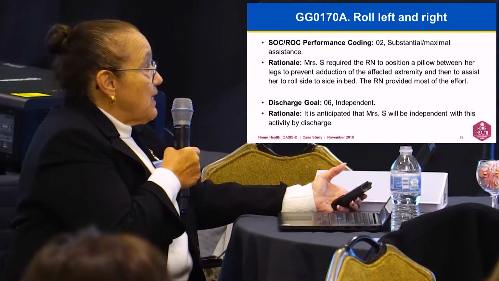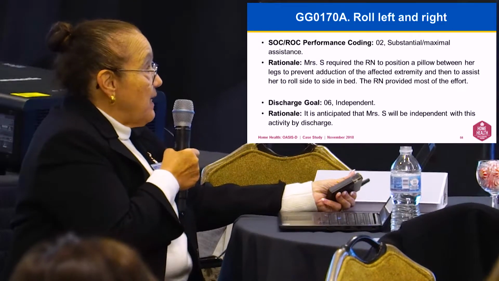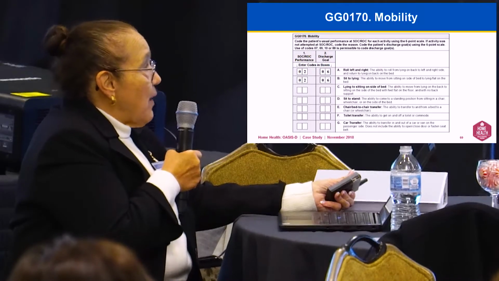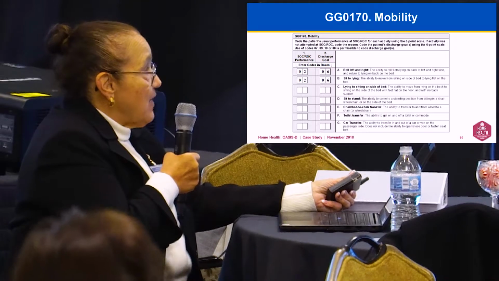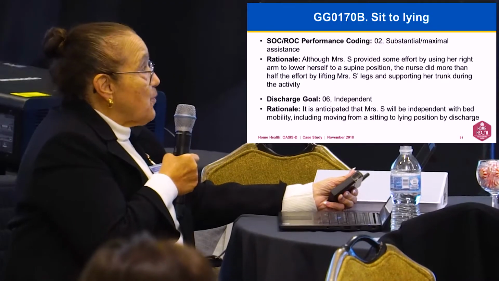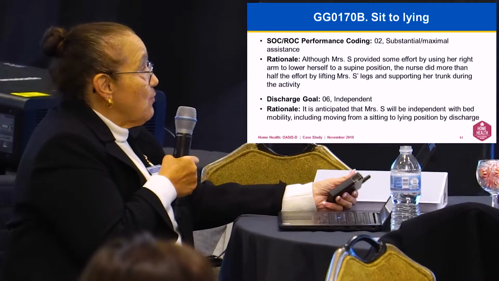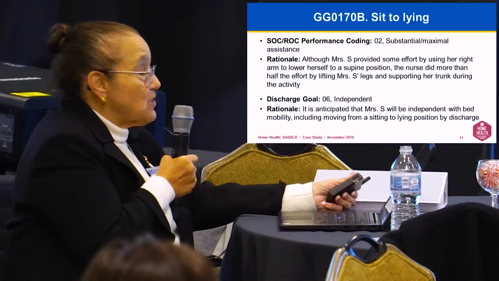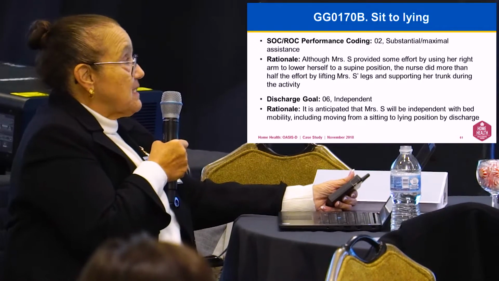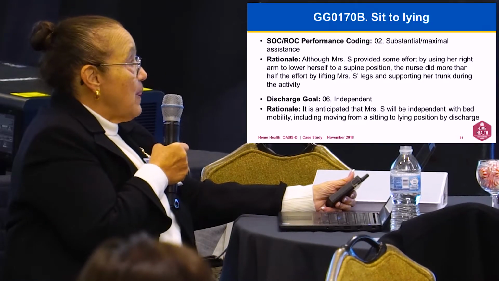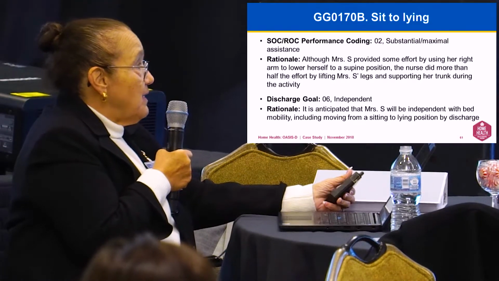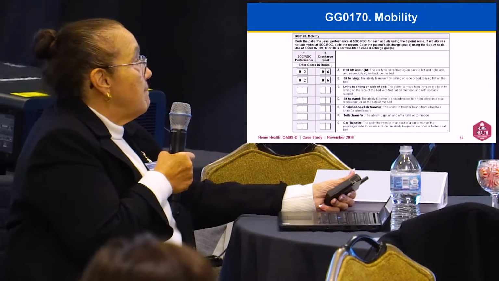On discharge, it is anticipated Mrs. S will be independent. For sit to lying, we are again O2 on start of care and O6 on discharge. Although Mrs. S provided some of the effort using her right arm to lower herself, the nurse did again provide more than half of the effort by lifting Mrs. S's legs and supporting her trunk. On discharge, it's anticipated Mrs. S will be independent with her bed mobility.